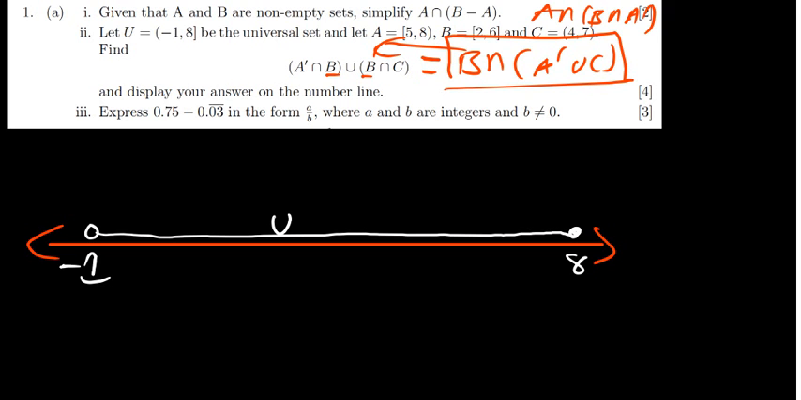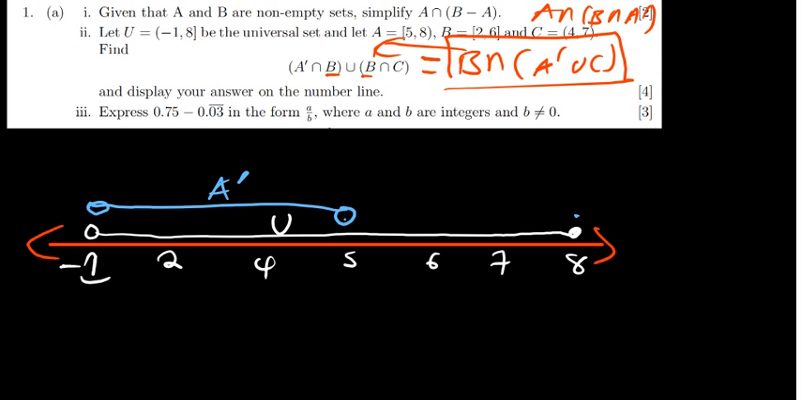Then next I can go to A. What is A? Let's first find A complement union C. A is initially from 5 all the way to 8. Since 5 is included in A, the complement is not going to include it. Meaning the complement is going to be from here all the way to here. That is going to be my A complement.